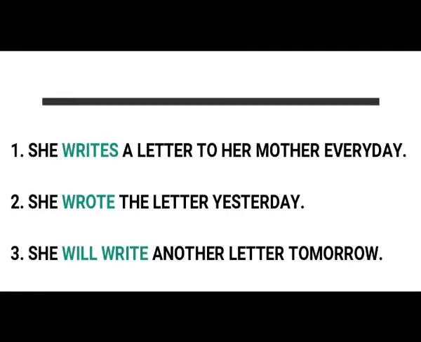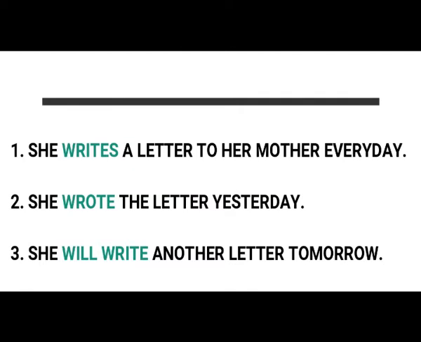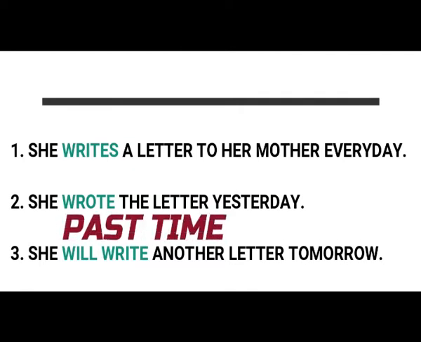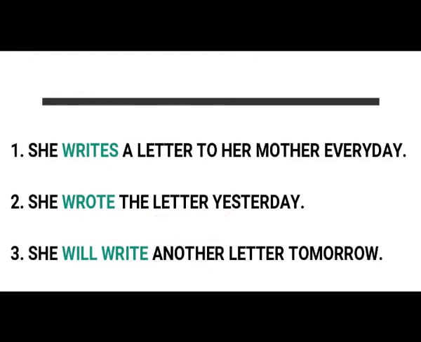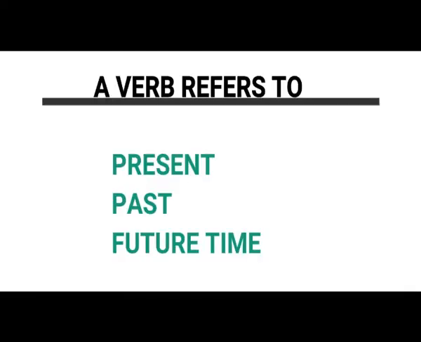In sentence number 1, the verb writes refers to present time. In the same way, in sentence number 2, the verb wrote refers to past time. And in sentence number 3, the verb will write refers to future time. Thus, a verb may refer to present, past, and future time. Now, what we need to learn?